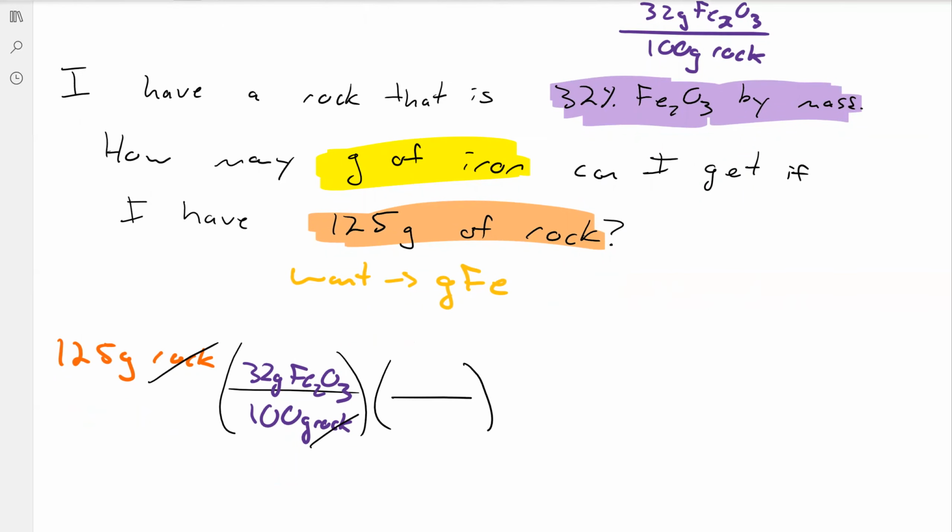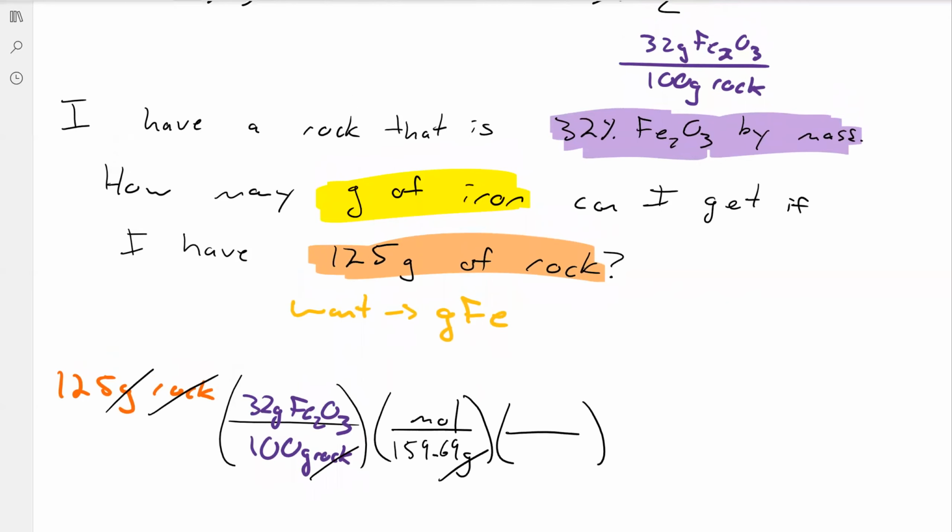Well, we can simply use the molar mass of our iron oxide. According to Google, I got 159.69 grams per mole for the iron oxide. Note that I put the grams on the bottom. That way they cancel out. Now, what units am I left with? Well, currently I'm at moles of iron oxide. Once I get to moles of A, I can then go to moles of B using my stoichiometric coefficients.